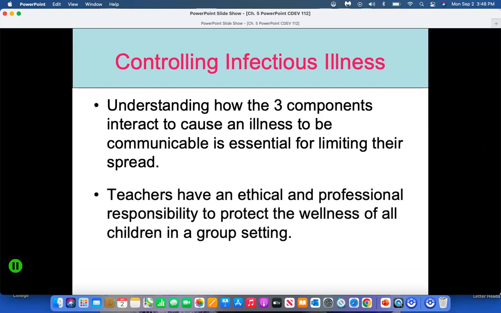Teachers have an ethical and professional responsibility to protect the wellness of all children in a group setting. Okay, so with that said, obviously we're going to sanitize tables, wash hands before we eat to try to limit communicable illness from coming into a child's body or into the classroom. So again, we just do the best we can to help control and have a clean environment for the children.